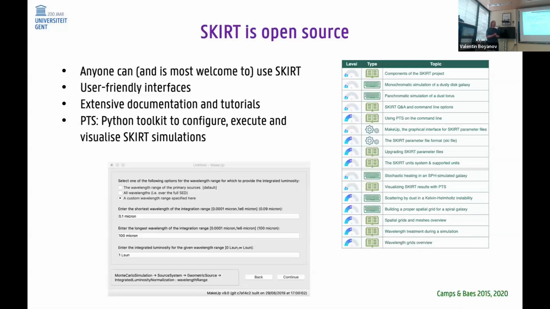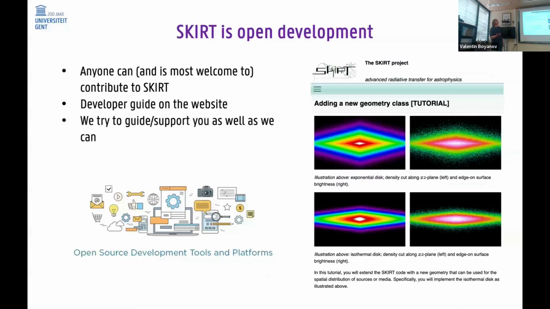If you have things on your wish list, talk to us and we can try to get that. Even more important, or at least as important, is that SKIRT is also open development. So everyone can contribute to SKIRT, and you're most welcome to do that. There's a developer guide. If you say, I want to implement this, or I want this extra feature, or a bell or a whistle, you can try it yourself, and we will also guide and support you as well as we can. So you're very, very welcome to do that.